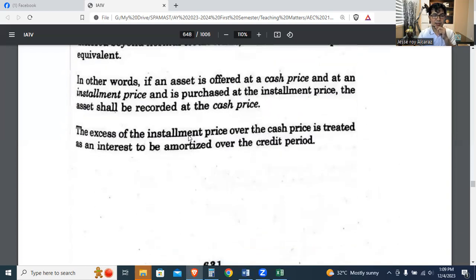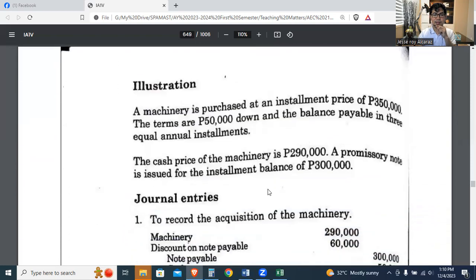So, the excess of the installment price over the cash price is treated as an interest to be amortized over the credit period. Okay, an example.